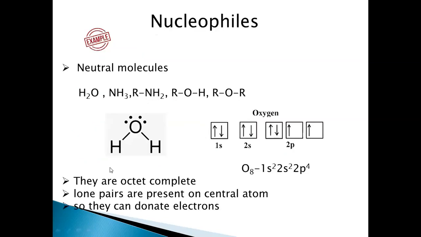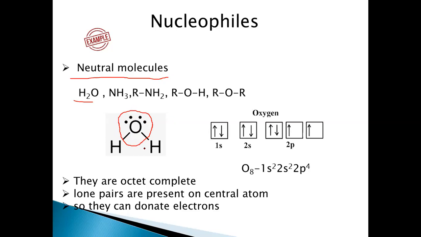The second category of examples under the nucleophiles are neutral molecules like water, ammonia, RNH2, and so on, where the central atom is octet complete. Unlike the electrophiles, here the nucleophiles are octet complete. If you count the number of electrons around the oxygen atom, the central atom in the water molecule, 1, 2, 3, 4, 5, 6, and each covalent bond has 2 electrons. So the total number of electrons is 8.